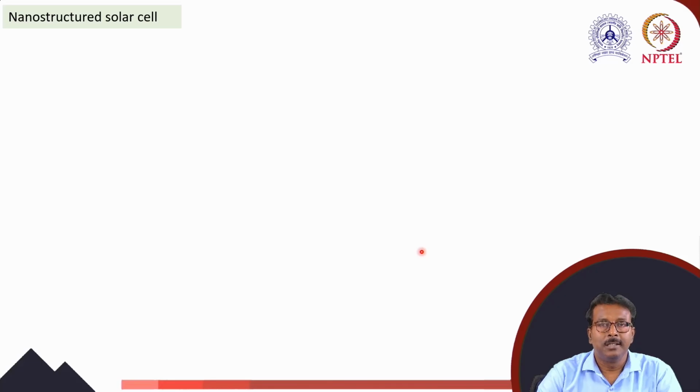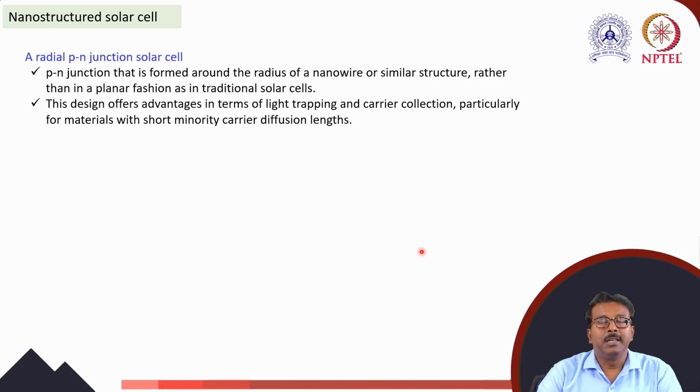Nanostructured solar cell is basically a radial p-n junction solar cell, instead of a planar p-n junction solar cell. So far we have discussed all planar ones, so this is a new concept of radial p-n junction solar cell. Here the p-n junction is formed around the radius of a nanowire or similar structure, rather than in a planar fashion as in a traditional solar cell.